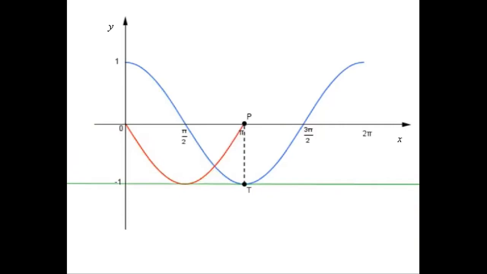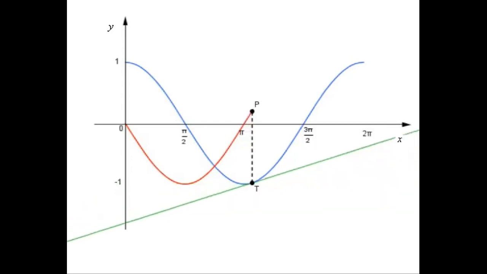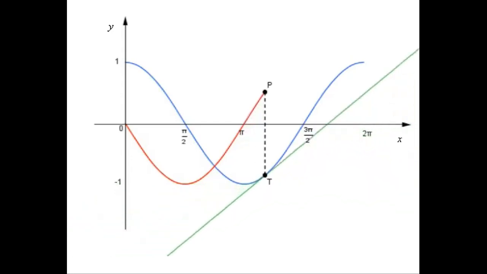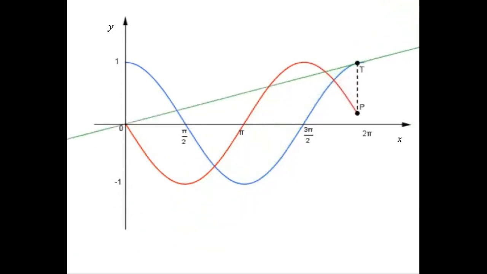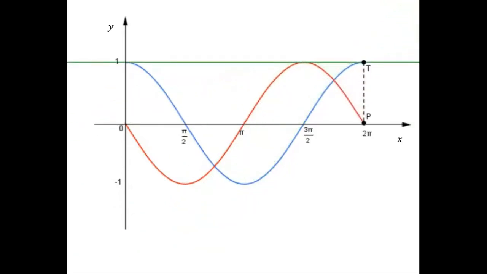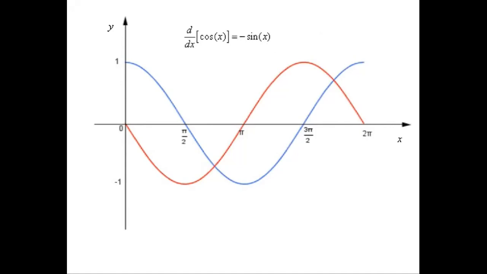So here, the tangent line is 0. And then from here, the tangent line becomes positive, so the values become positive. As it approaches 3 pi over 2, the slope of the tangent line slowly approaches 0, and finally achieves a value of 0 at 2 pi. Hard to see at first, but the red graph is actually an inverted sine curve. So it turns out that the derivative of cosine is actually the negative of sine.